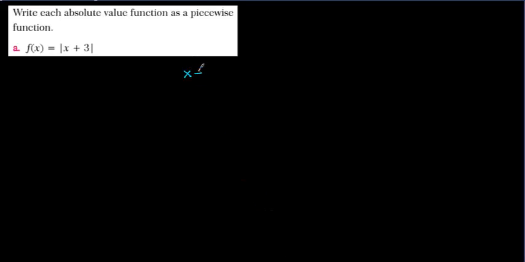There are two possible cases. X plus 3 will be greater than or equal to 0, or x plus 3 will be less than 0. Okay, there are two cases like this: greater or equal to 0 and less than 0. From these two cases we understand that the critical point is minus 3. X will be greater than or equal to minus 3, or x will be less than minus 3. If x plus 3 is greater than 0, the function is positive. If x plus 3 is less than 0, the function is negative.